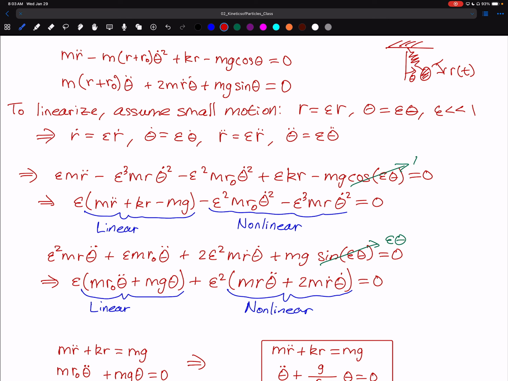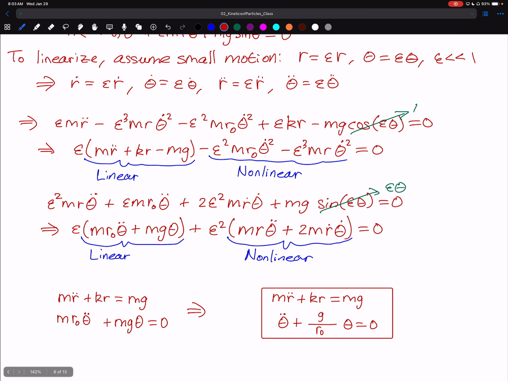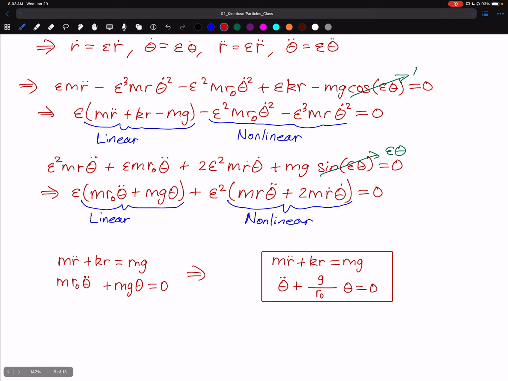Then you plug this into the equations of motion, and you can group them into terms multiplied by epsilon, epsilon squared, and epsilon cubed. Anything multiplied by epsilon ends up being our linear equation, and everything else is nonlinear. We can also simplify the cosine and sine terms. By doing this, we end up with a pair of decoupled equations of motion, one for the rotation of the pendulum and one for its radial translation.